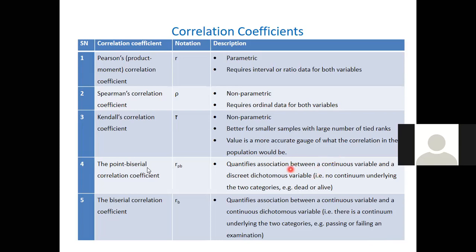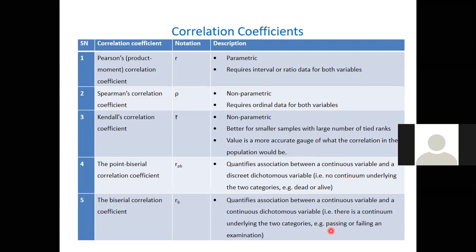When you say this point biserial that I talk about, if you look at both of them, it is looking at the association between a continuous variable and something. Both of them have maybe a continuous variable, maybe age. Then you want to compare with this first one, a discrete dichotomous variable. Dichotomous just means there are two possibilities, dead or alive, male or female. There was no continuous variable underlying.